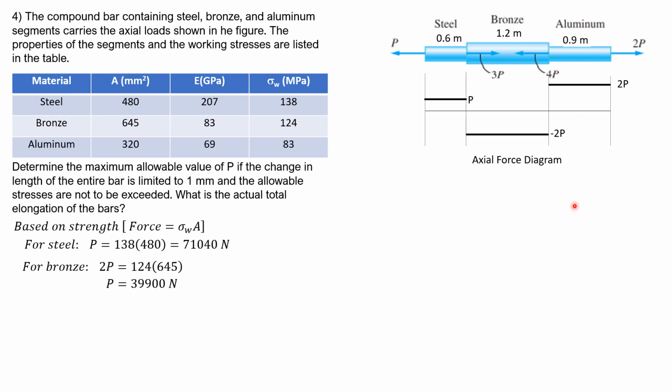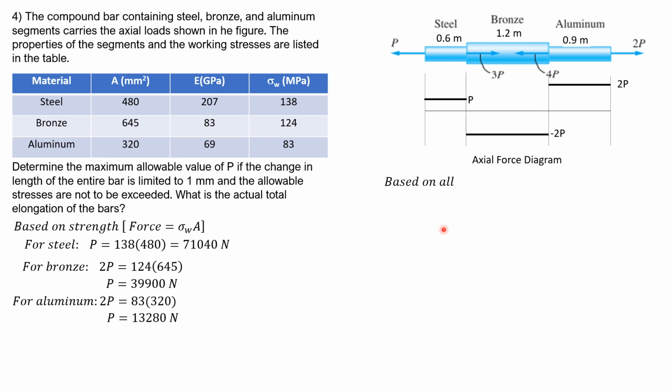Then if it is aluminum that will control, the load is 2P and it is equal to the allowable or working stress 83 megapascals times the area of aluminum, which is 320. So 2P equals 83 times 320, solving for P, 13,280 newtons. So far 13,280 newtons is the lowest, so aluminum controls in this assembly based on strength, but we have to investigate further the allowable deflection.